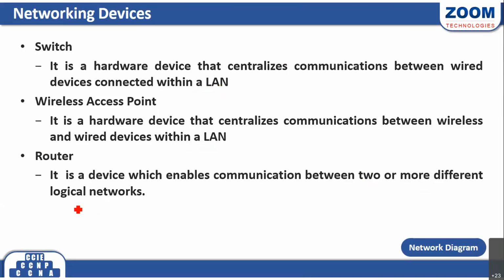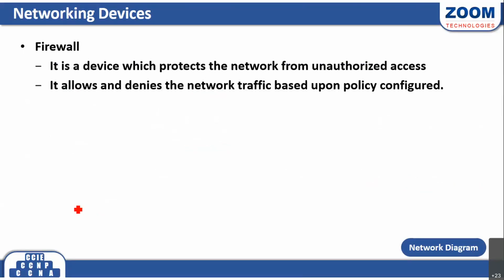Next, the firewall. It is a device which protects the network from unauthorized access. It can allow or deny the traffic based upon the policies which we have configured in the firewall. Is it clear? Any doubts?